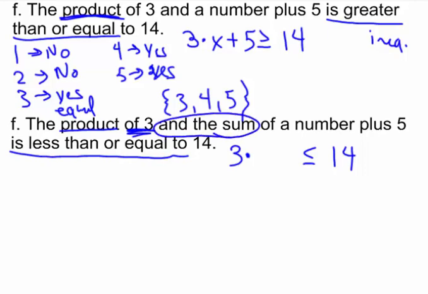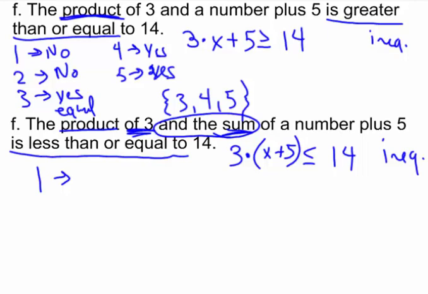Is sum a single number? No. The sum is what we get when we add two things together. So I'm going to be adding two things. What am I adding? Well, x plus 5. But I want to do that first. So in order to say I want to do the sum first, the x plus 5, and then multiply it by 3, I have to use parentheses.